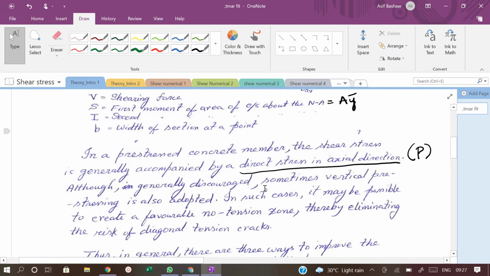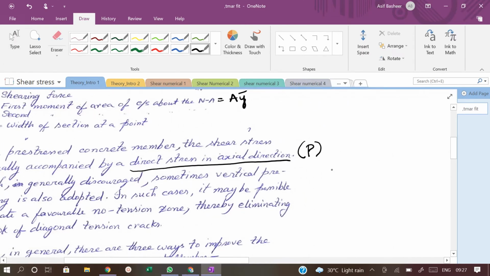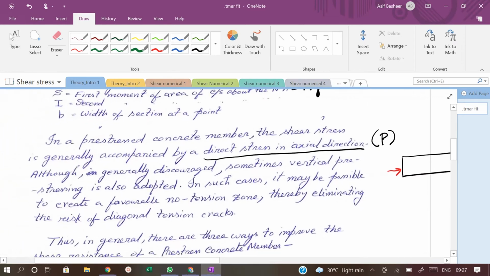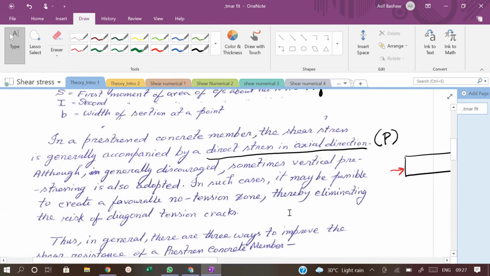Although generally discouraged, sometimes we will provide vertical pre-stressing also. That is, other than providing axial pre-stressing, we have the axial pre-stressing force like this. We may provide the vertical pre-stressing force also in the form of stirrups. We will provide these stirrups in such a way that it provides vertical pre-stressing also, that you will come to know in the later classes.